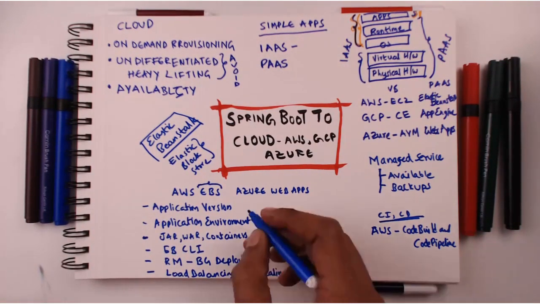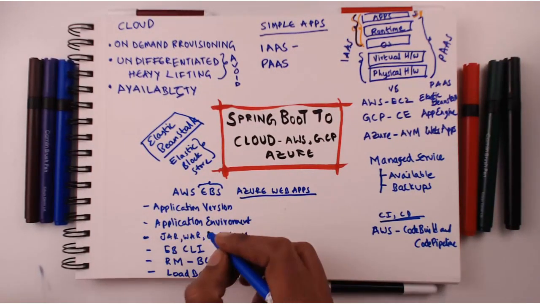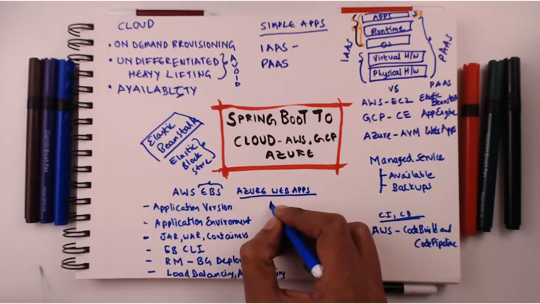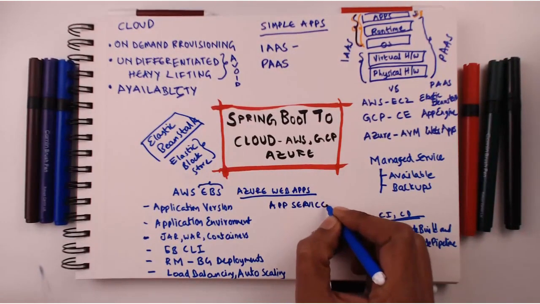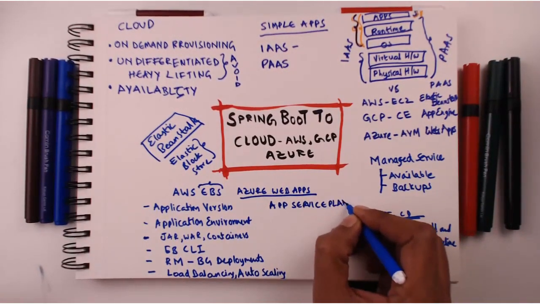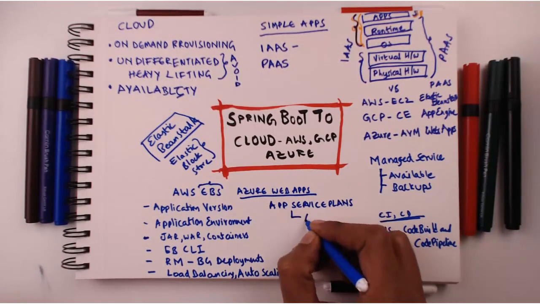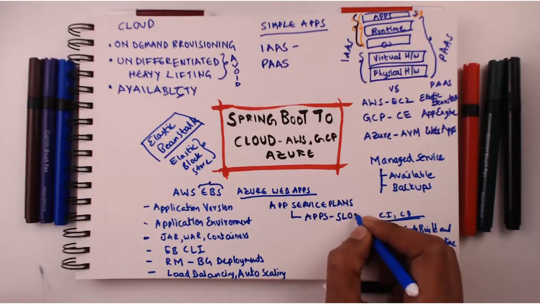Now, Azure Web Apps also provides very similar features to AWS Elastic Beanstalk. In Azure Web Apps, one of the important concepts that you need to understand is something called App Service Plans. Inside App Service Plans, you would have a number of applications, and each of these applications can have multiple slots.